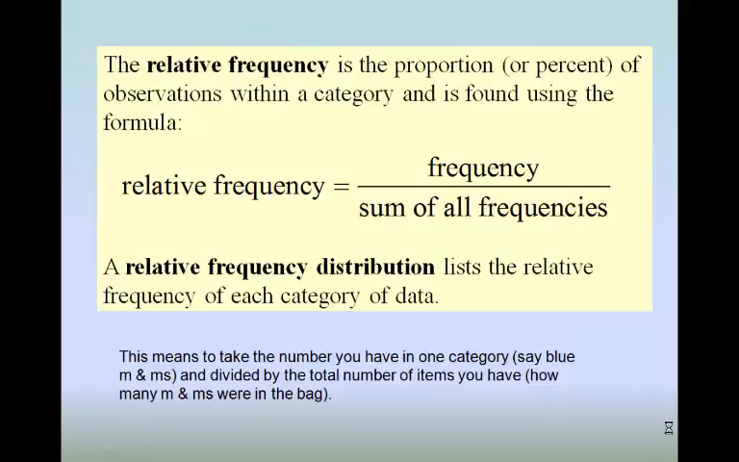The relative frequency is the proportion or percent of observations within a category, and it's found using the formula: relative frequency is equal to the frequency divided by the sum of all the frequencies. A relative frequency distribution lists the relative frequency of each category of data, whereas a frequency distribution just lists the raw number of each of the items in that category. So for our M&M example, this means you would take the number you have in one category, say blue M&Ms, and divide it by the total number of items you have. How many M&Ms were in the bag?